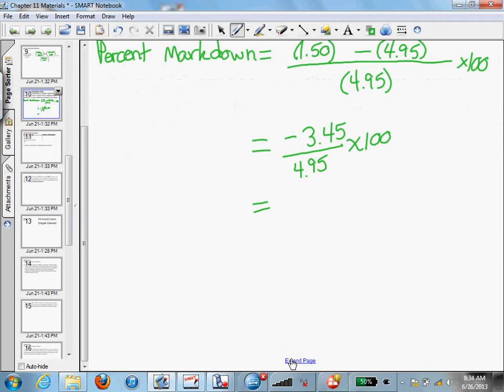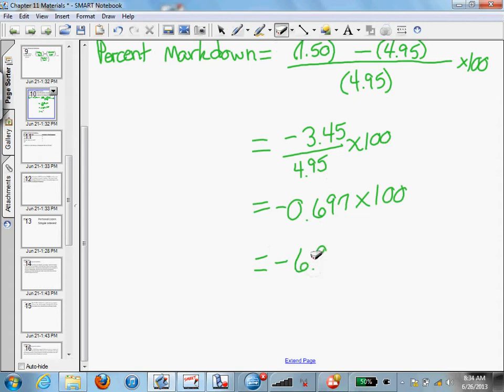Whenever we simplify our fraction there, we have a negative 0.697 multiplied by 100. Now finally, to turn this decimal into a percentage, we're going to multiply. You're going to get a negative 69.7% markdown.